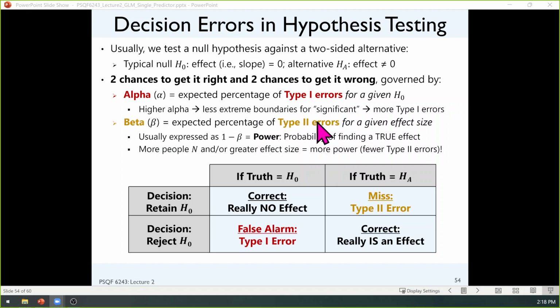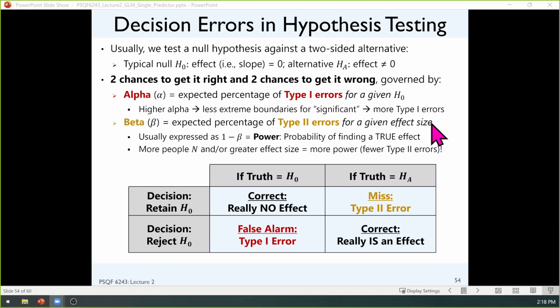The other way to get this wrong is what's known as a type 2 error, and that is a miss. There is a relationship in the population, but you missed it. You said that the slope was not significant. You should have said it was significant. That type of miss is what's known as a type 2 error. And it's usually expressed as the opposite idea, which is power. So 1 minus type 2 error is power.